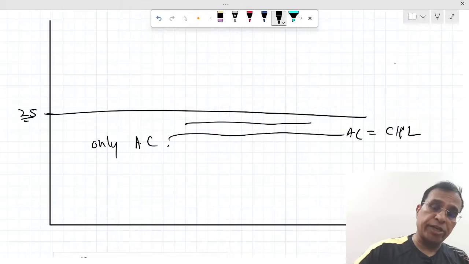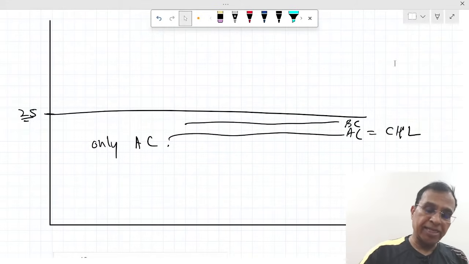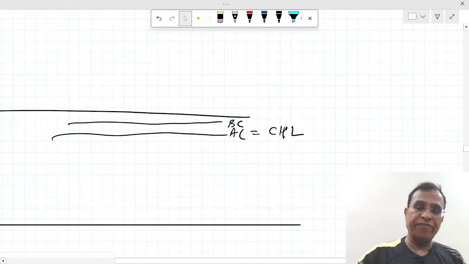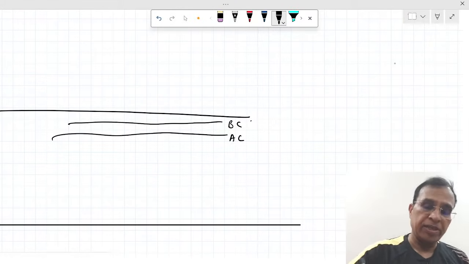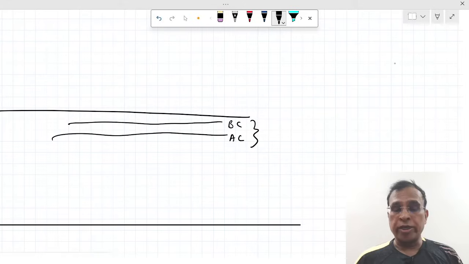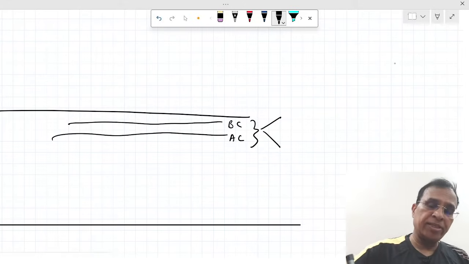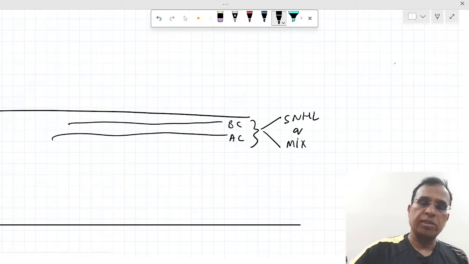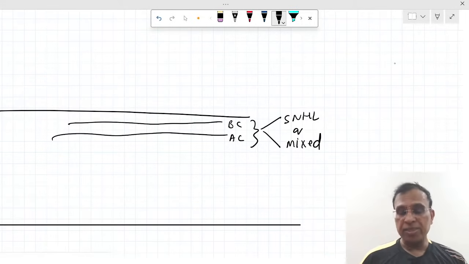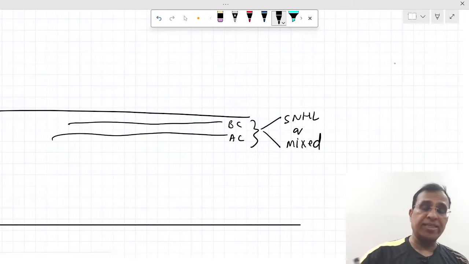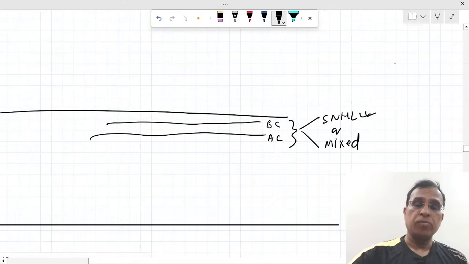If the BC is also here, AC and BC both are below 25, then this is BC, this is AC. Now it is both AC and BC below 25. This is neither normal nor conductive hearing loss. This is either SNHL or mixed loss. So both in SNHL and mixed loss, AC and BC come below 25. So the last step is, when it is both below 25, how do you know it is SNHL or mixed loss?